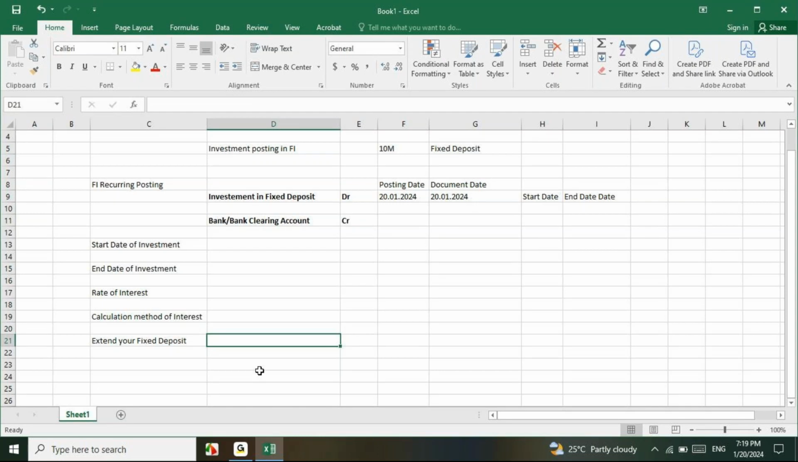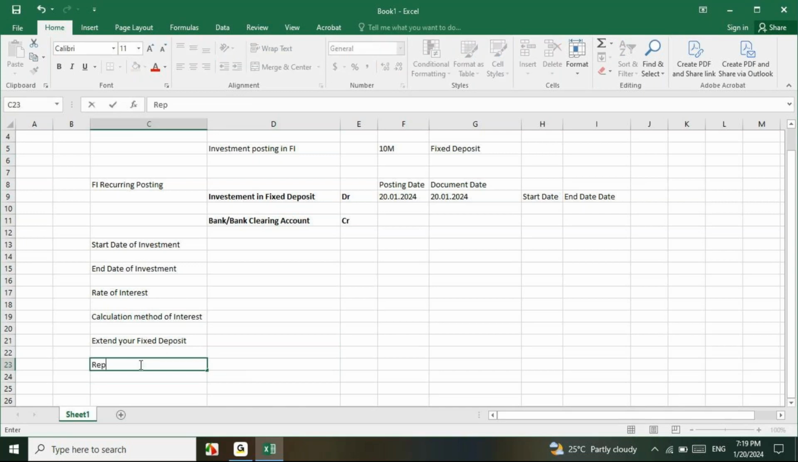You cannot have an option, any reporting available, which will tell you what the start date is, what the end date is, what the rate of interest is, what the interest calculation method is, and if any rollover is happening, what the date of maturity would be. Those things you cannot do in the SAP FI module.